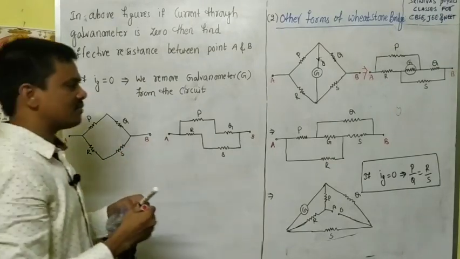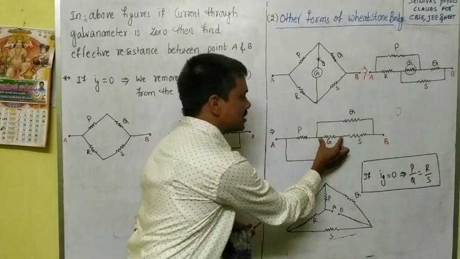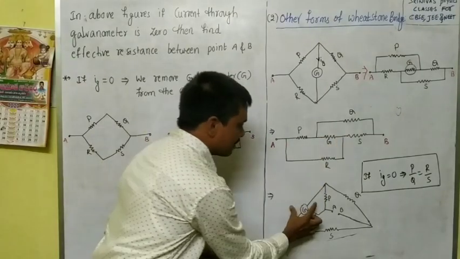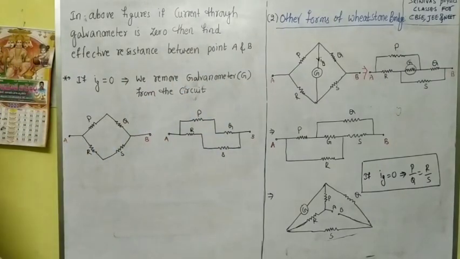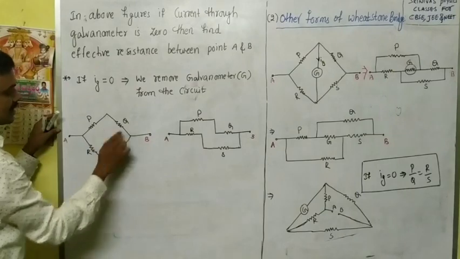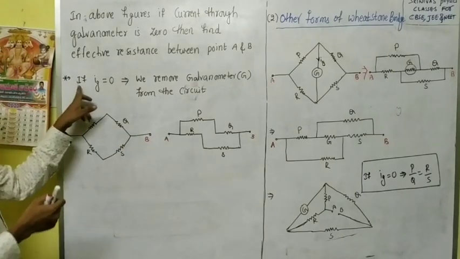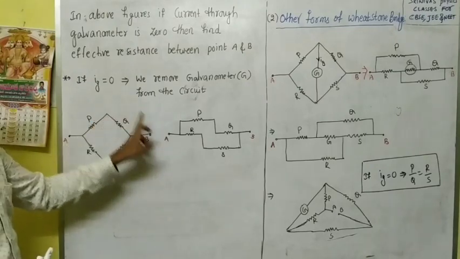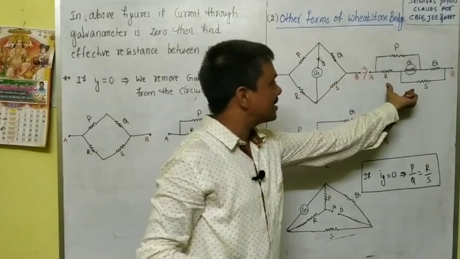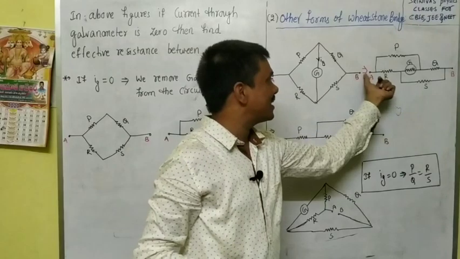In every diagram we can do the same thing. Here we remove this G and redraw the diagram. Here we remove the G and redraw the diagram. In every case we can directly find the effective resistance. Then the effective resistance between A and B, if the current through the galvanometer is 0, is very simple to find. Like this they will give the question, asking to find the effective resistance between A and B.